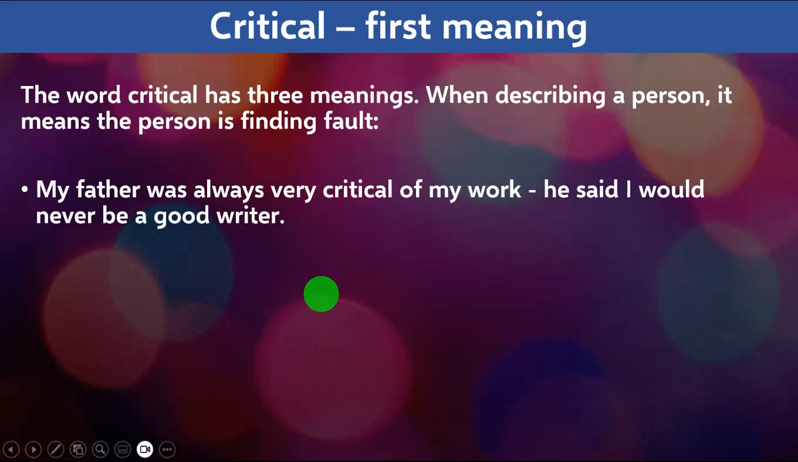Let's look at a few examples. My father was always very critical of my work. He said I would never be a good writer. That means his father always used to say negative things about him. That is how critical is used in the first meaning.